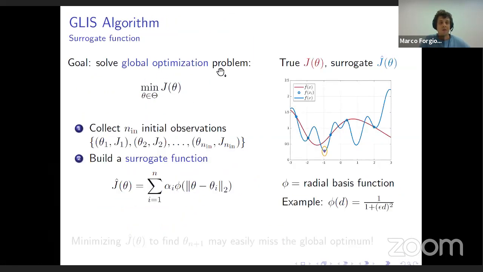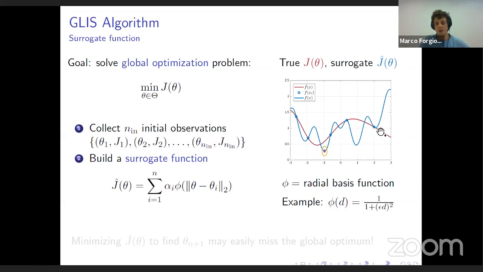So the goal is to solve a global optimization problem like the one we have. Initially we know nothing about the function, so we just start collecting random samples. A sample is a tuple with one configuration of all the parameters and the corresponding performance. So we run the experiment and see the performance, and we do it for a number n of initial experiments. With this initial data set, we build an initial surrogate.